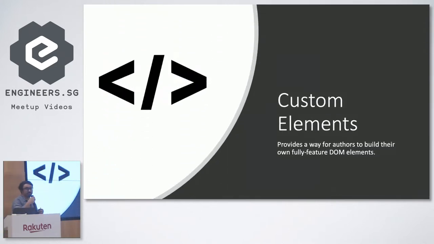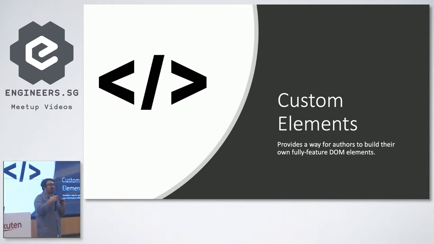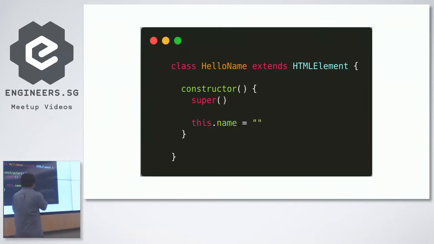What are custom elements? Custom elements provide a way for authors to build their own DOM elements. It's just like input or button; you can create your own element like rj-element, something like that, and it can render a button with the color blue. So this is how you create your custom elements.